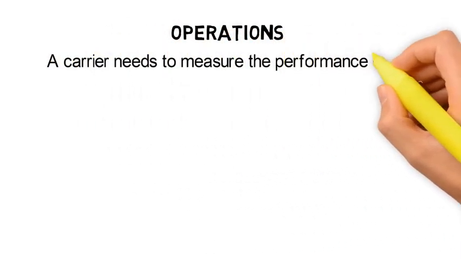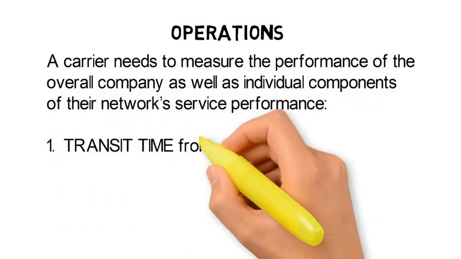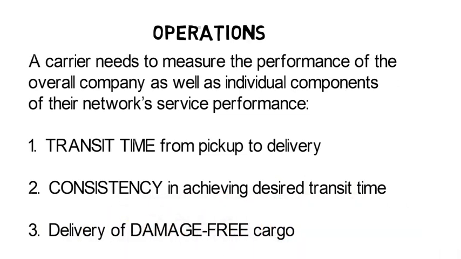For a carrier to operate successfully, it needs to be able to measure the performance. Some key performance indicators often tracked by carriers include transit time from pickup to delivery, consistency in achieving that time, and delivery of damage-free cargo.